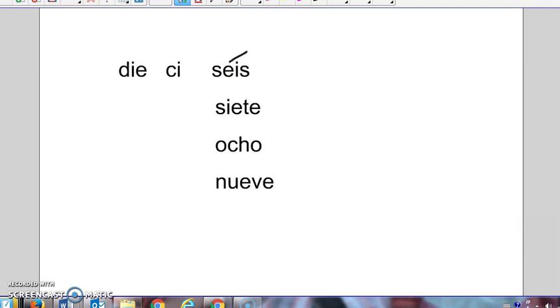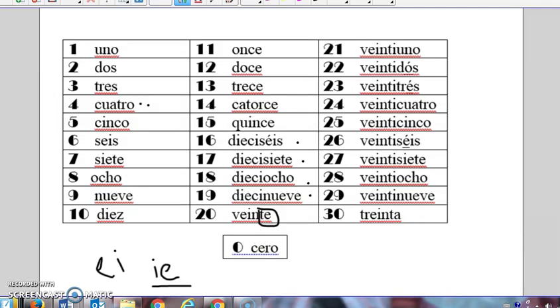So back here to 21 through 29, let's just pronounce these. Again, you're taking the number 20, veinte, converting it to veinti, and adding uno through nueve. Repitan, 21, 22, 23, 24, 25, 26, 27, 28, 29.